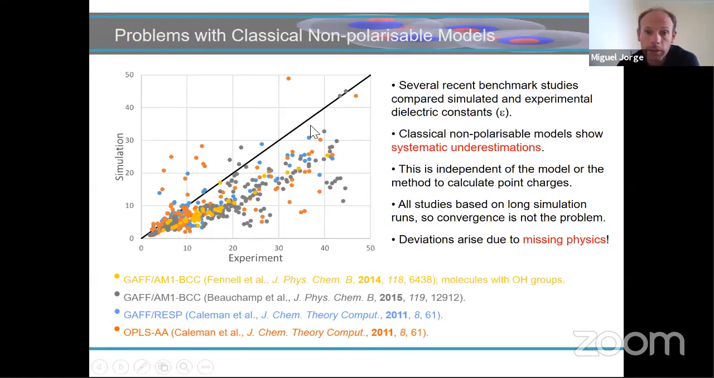You can see immediately that if you plot simulation predictions against experiment, there's a big scatter. Dielectric constant is a difficult property to predict, but it's very clear that there's a systematic underestimation of dielectric constant. So apart from normal shortcomings of the model, there's a systematic deficiency which arguably is arising here because of missing physics, and those missing physics, as I'll show, are the missing polarization contributions.